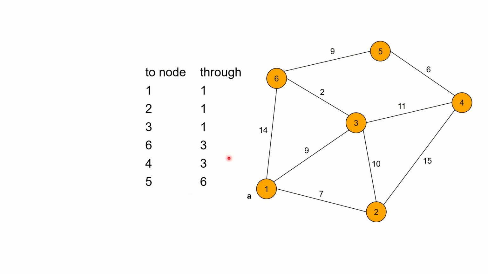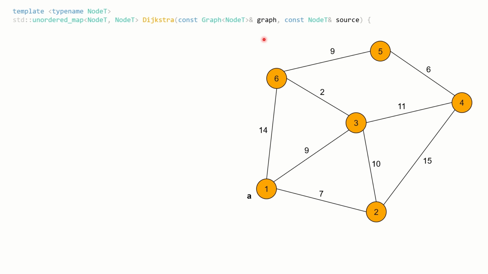We can now use this mapping to find the shortest path to any node. Now let's have a look at one possible implementation of Dijkstra algorithm using priority queue. As we have seen, Dijkstra algorithm expects a graph as input. We will represent the graph using adjacency list.